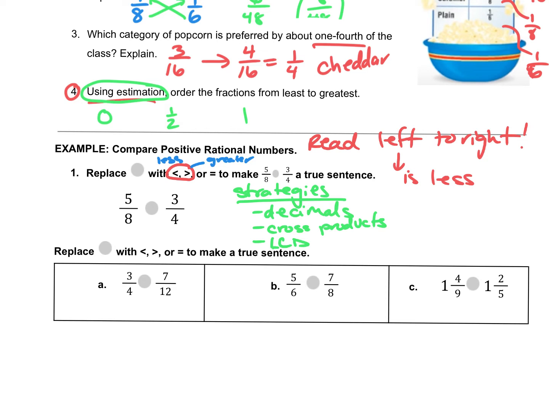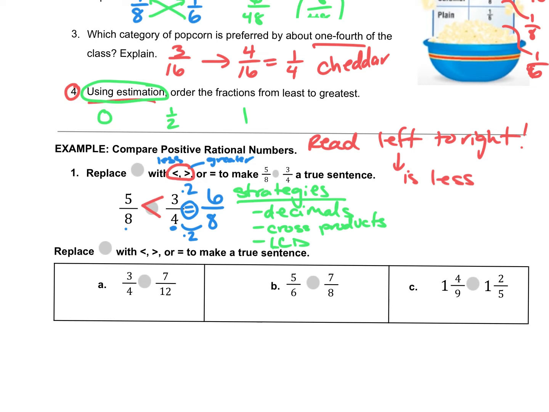So on this one, I know that this 4 is a factor of 8, so this could be written as an equivalent fraction with a denominator of 8 if I just multiply this by 2. Then, keeping it equal, I do the same on the top. So that's 6/8. Well, I can see that 6 is bigger than 5. So even though I read that backwards, when I put my symbol in, I need to read left to right. So 5/8 is less than 3/4.